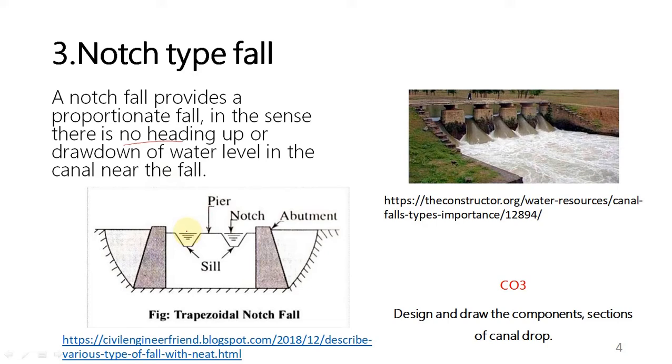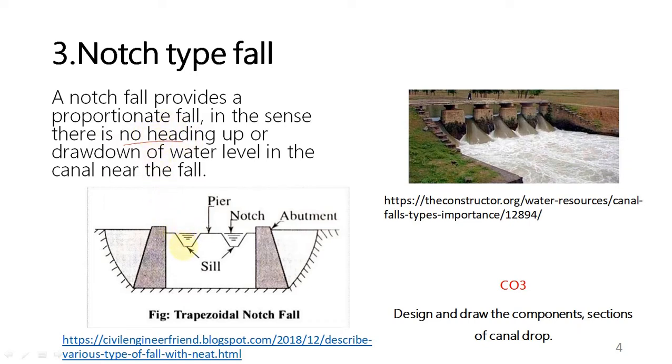Suppose you want to divert a canal from near that point, we have to maintain a certain level in the canal. If there is any drawdown in this case, we cannot get sufficient discharge. Also, if you want to measure discharge at this place, a constant depth of flow is required, so it will not alter the water level on the upstream side. That is the main advantage of going for notch type canal falls.